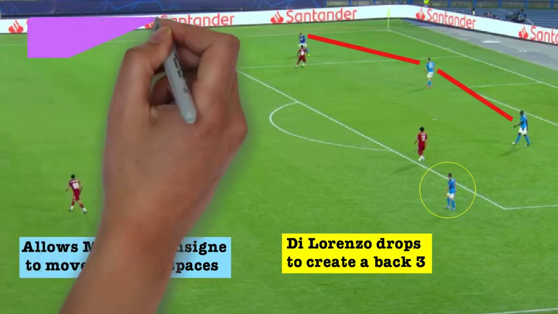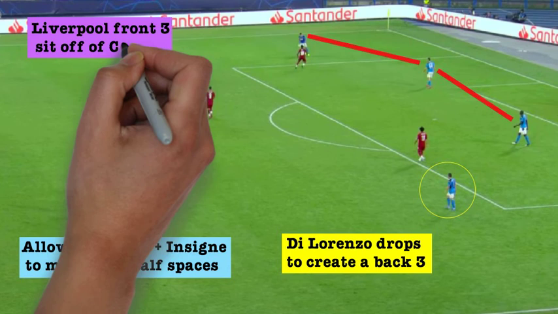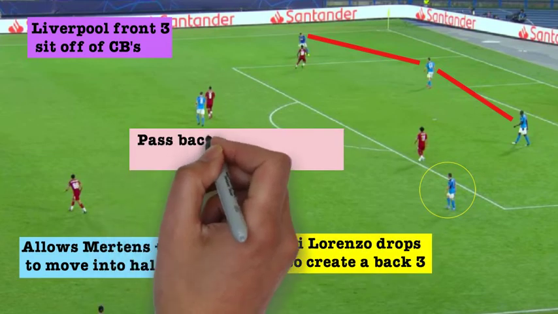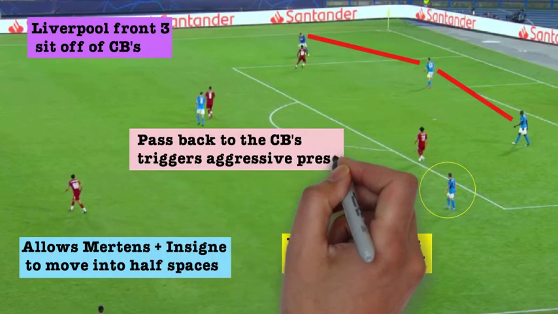Liverpool altered the way they pressed slightly in the second half, with the front three sitting off the centre-backs more when they had possession, but when a ball was played into midfield and then backwards to the centre-backs, this would be used as a trigger to an aggressive press, with Mane and Salah moving instantly to press the centre-backs on the ball.